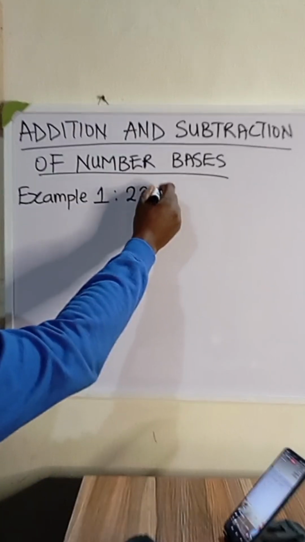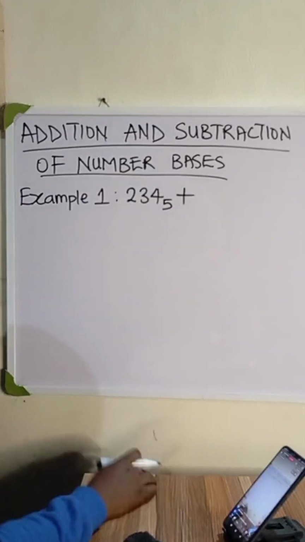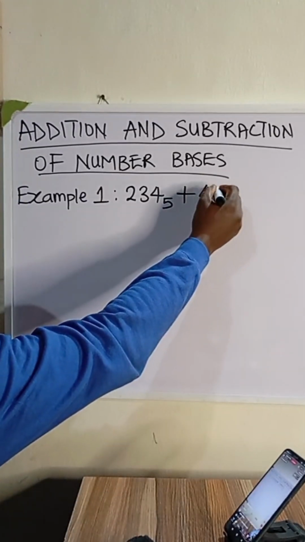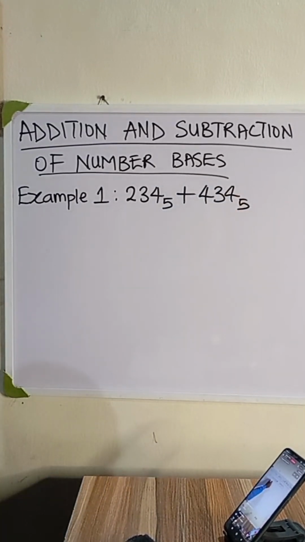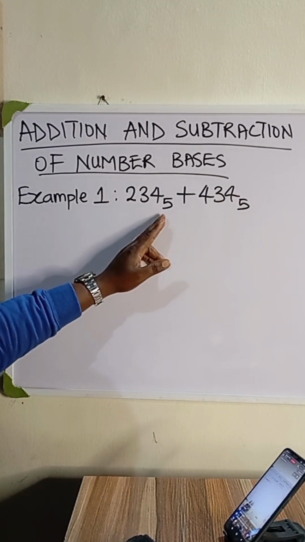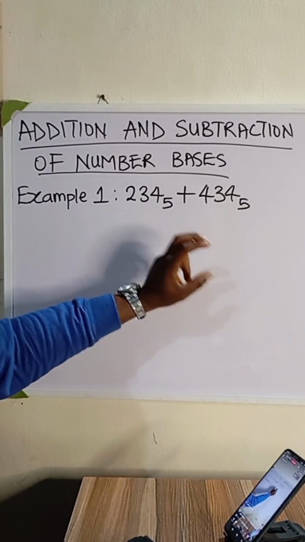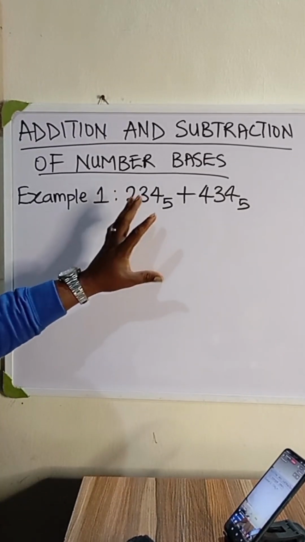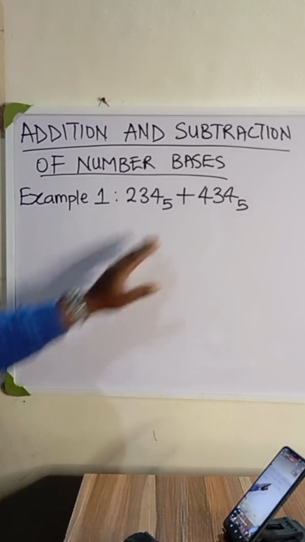234 base 5 plus 434 base 5. So in this situation, we're expected to add 234 base 5 and 434 base 5. So if this were to be in base 10, it would have been straightforward to add. But now we are not adding them in base 10. We are adding them in base 5.